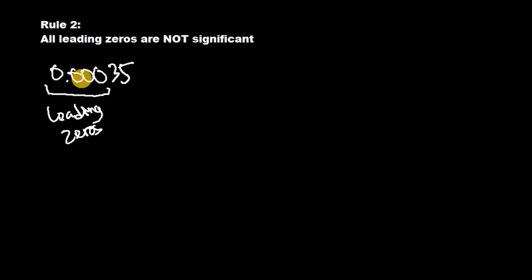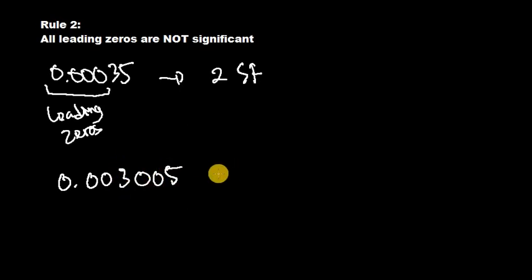So for the number 0.00035, we have 2 significant figures. And then let's say we have 0.003005. Remember our first rule: zeros between two non-zero numbers are significant, so these two will be significant, and the leading zeros are not significant. So we have 1, 2, 3, 4 significant figures.